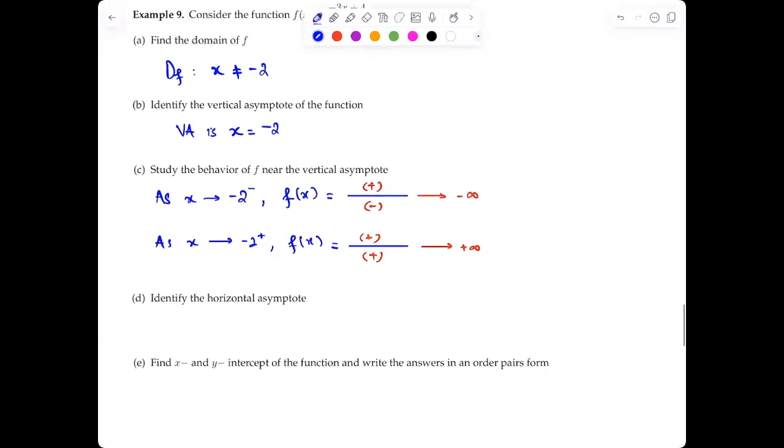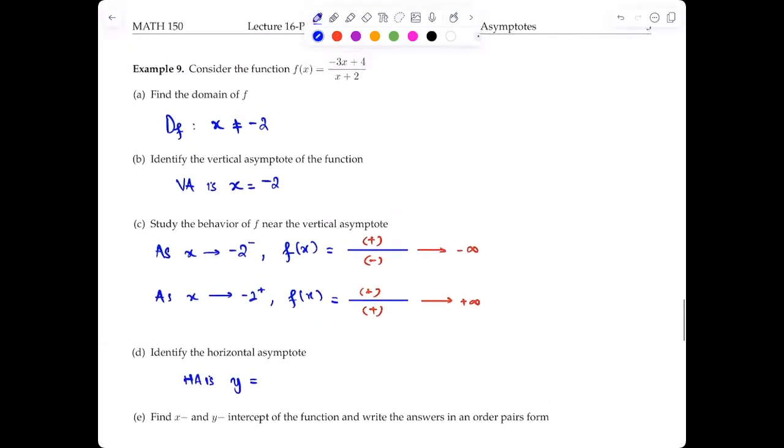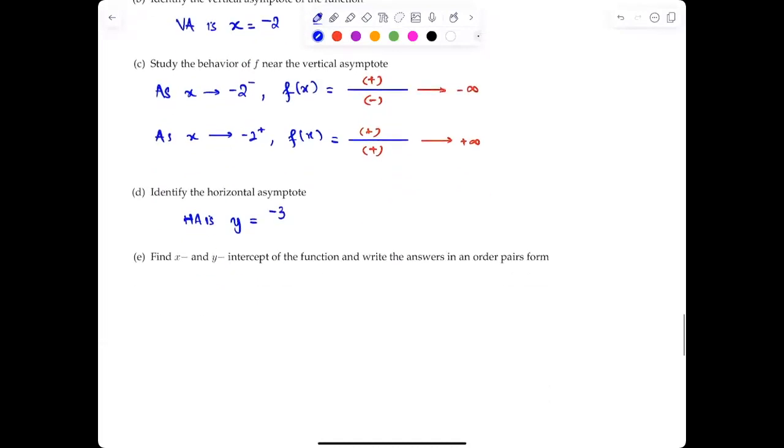So D is the horizontal asymptote is y equal to, so in this case, -3/1, equal to -3. So any questions on D should be straightforward at this point, I hope.